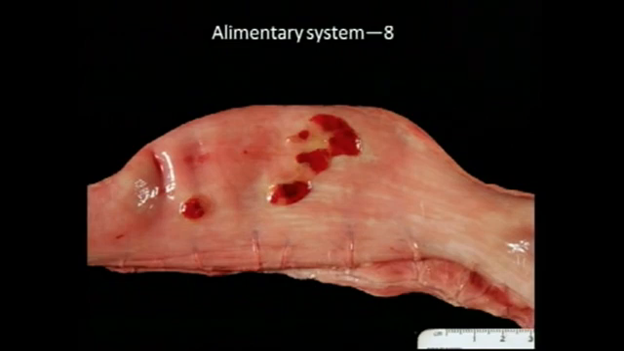Another parasitic lesion, this time we're looking at a segment of small intestine, probably in the ileum, and we see these red hemorrhagic plaques on the serosal surface. Remember that morphologic diagnosis is the name of the lesion. The name of this lesion is Haemomelasma ilei, and it's fine to use that as a morphologic diagnosis.